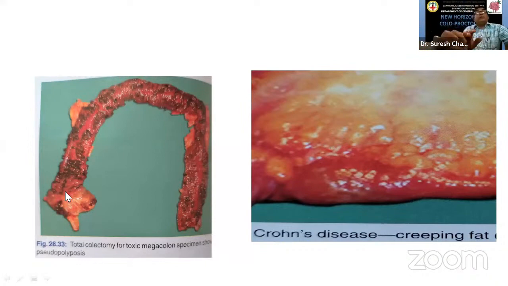Okay. Now you can see the resected segment of the large colon. You can see the appendix, ascending colon, transverse colon, hepatic flexure, splenic flexure, and descending and sigmoid. And in the other picture you can see there is creeping fat in Crohn's disease. I'll be differentiating both in the next slide.